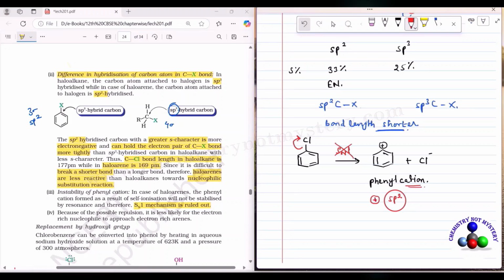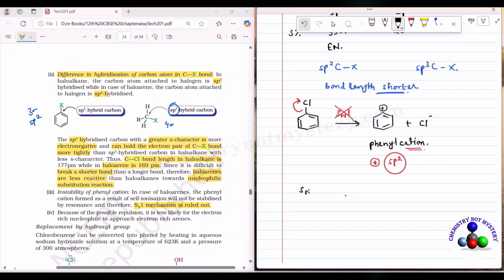Now come to the fourth point. Because of the possible repulsion, it is less likely for the electron-rich nucleophile to approach electron-rich arenes. In case of SN2 reaction mechanism, the nucleophile directly approaches the carbon. But as there is a pi electron cloud in case of haloarene, this pi electron cloud repels the incoming nucleophile. Because of this repulsion, the nucleophile cannot directly approach the haloarenes. So that's how we can rule out the possibility of SN2 reaction mechanism as well.